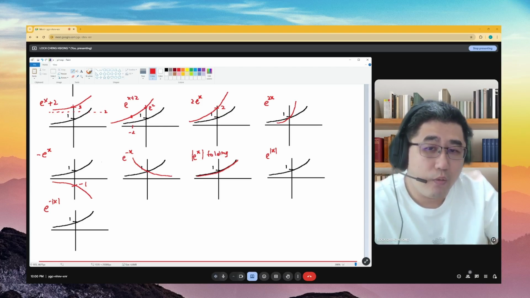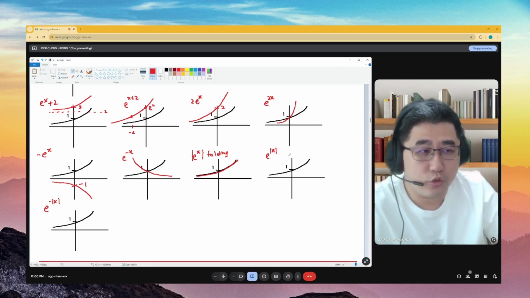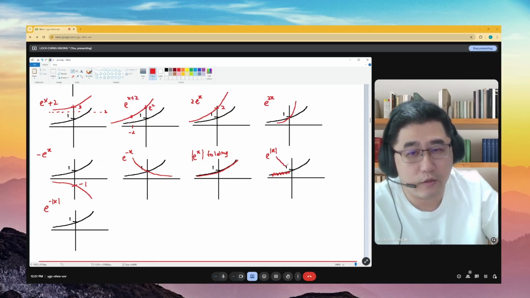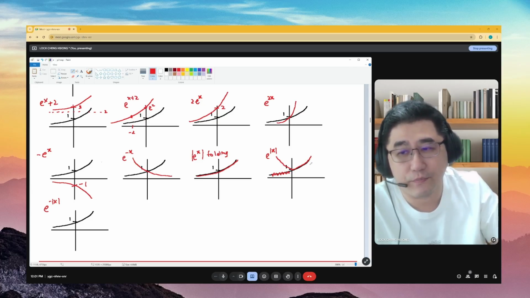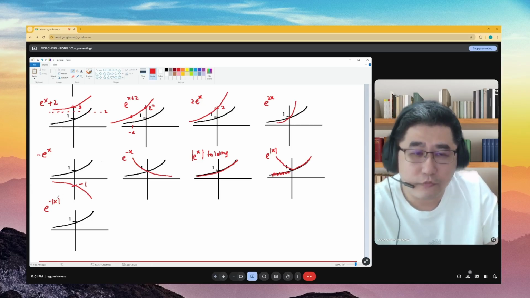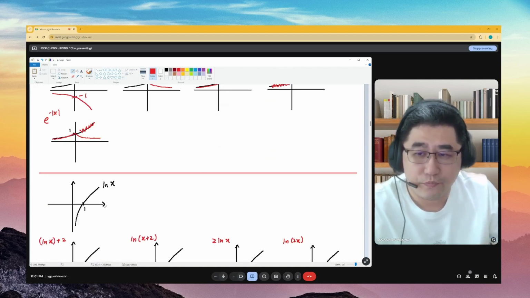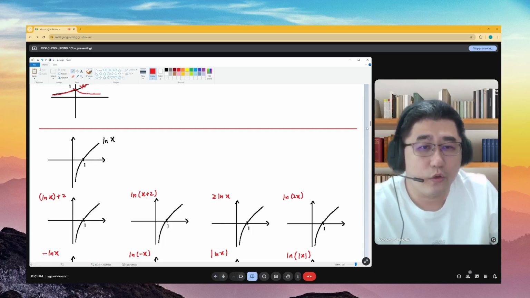e to the power of modulus x. According to previous lessons, we erase the left hand side, then copy and reflect the right hand side to the left hand side. Therefore, the shape is the red color part, the final answer. And e to the power of negative modulus x: we cancel the right hand side, and copy and reflect the left hand side to the right hand side. Therefore, I will have a shape that looks like this. The red color is your result. Next, we go for the ln graph.